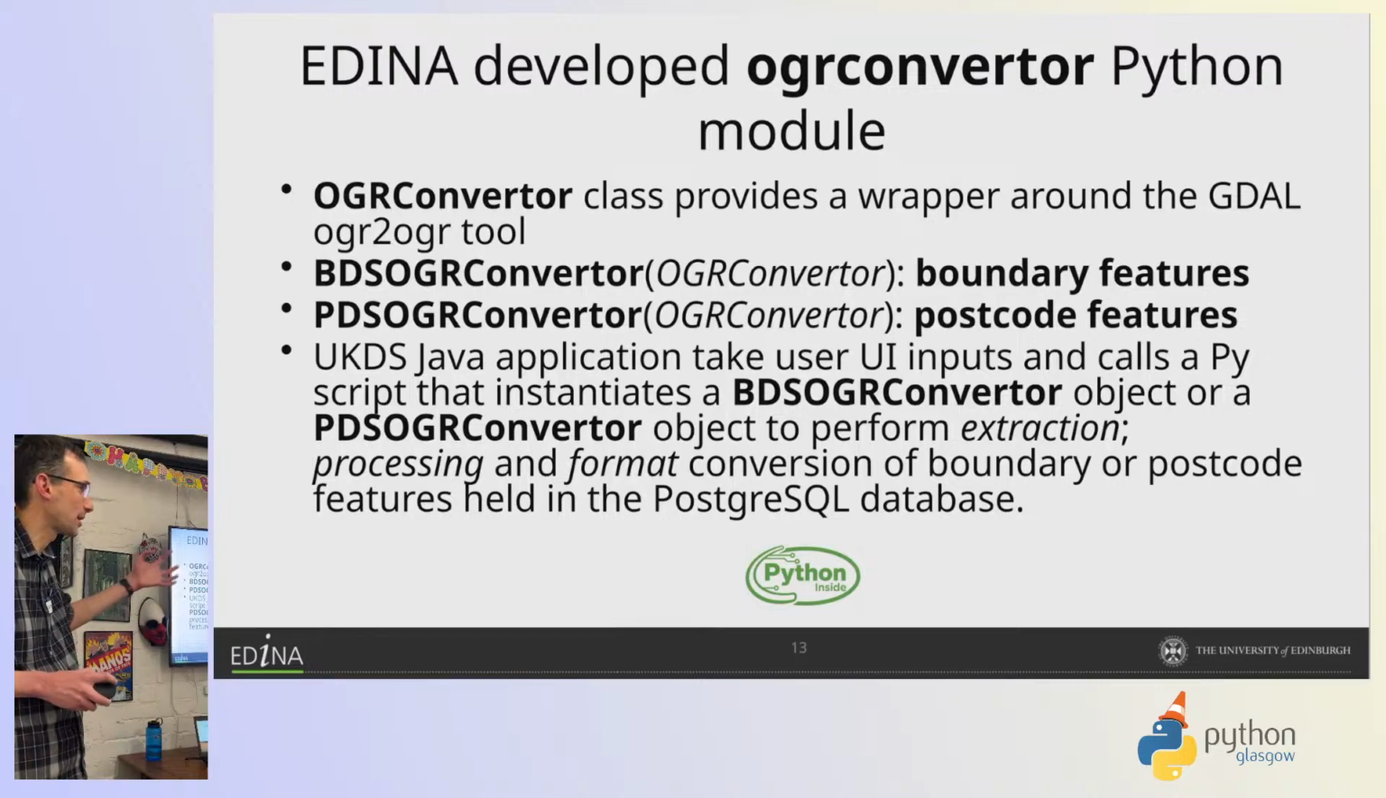And so our Java app comes along, takes the user data input from the front end, passes it to our Python library, which checks everything's correct, runs the OGR to OGR command line tool, and it spits out a boundary or a postcode file. And then the Java application takes that data on the file system and packs it up into a zip file, which then gets presented to the user. So that's how we have Python inside, amongst all the Java and the UI and the JavaScript.